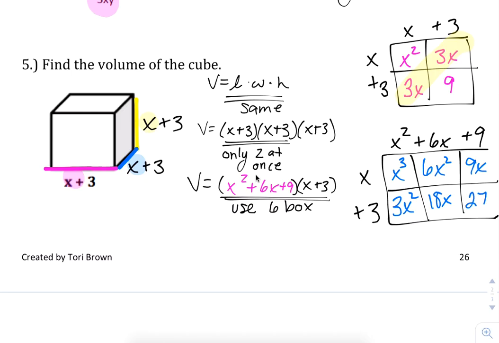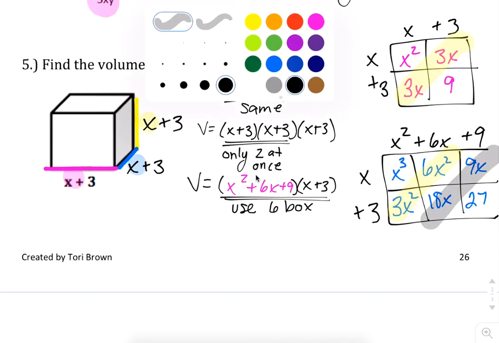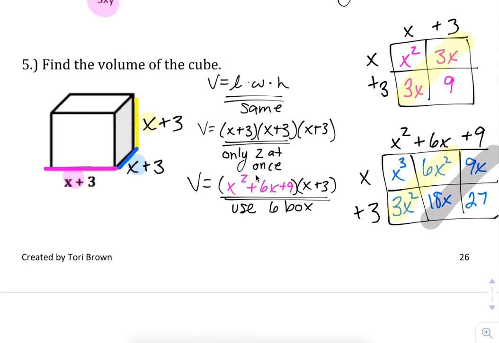Remember that we're going to combine our like terms that are the x's, and we're also going to combine our like terms for the x squareds. Let's write out our answer. My answer comes out to be x to the third power, highest degree first. 3x squared and 6x squared makes 9x squared. 18 plus 9 makes 27x. And 27 is our last term. Therefore, my volume is x to the third plus 9x squared plus 27x plus 27.